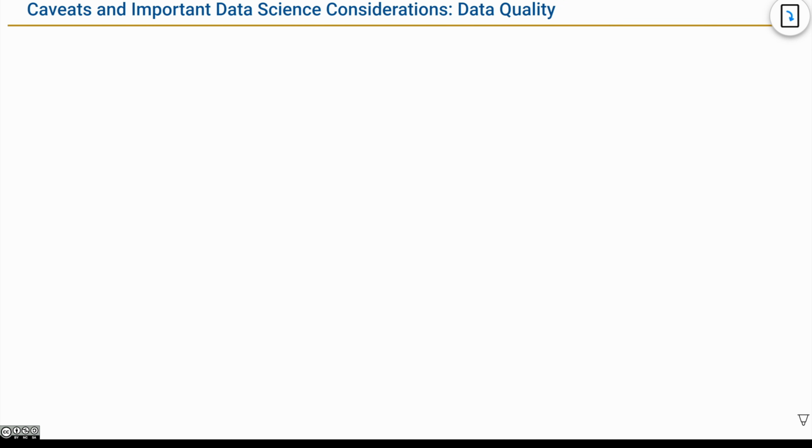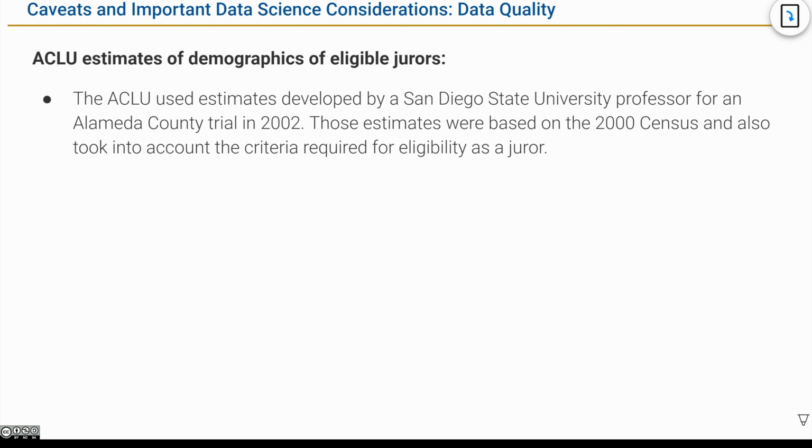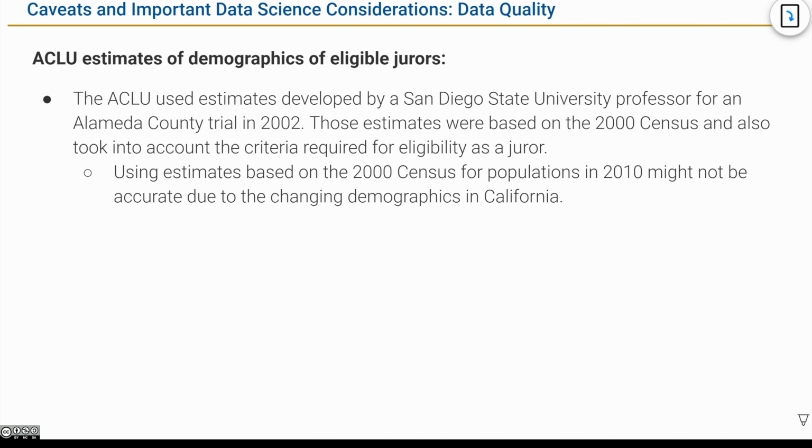The other piece I want to point out here is we didn't talk about how they got the data. And that's a very important piece to consider when you're making conclusions based on data. So the ACLU had to somehow estimate the demographic of all eligible jurors. And they reported that they used estimates that were developed by a professor from San Diego State, but they were based on census data from the year 2000. And again, they themselves were an estimate. So it's quite possible that there was some error.